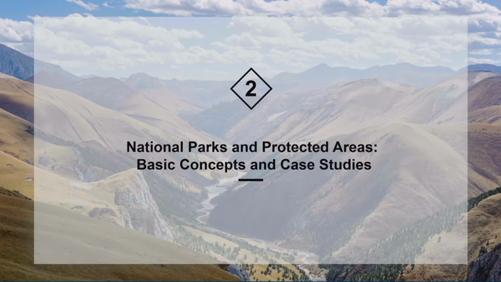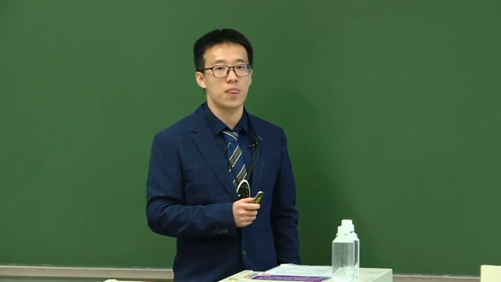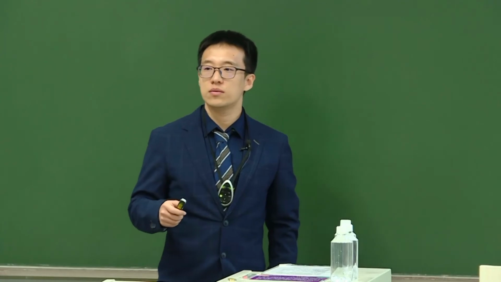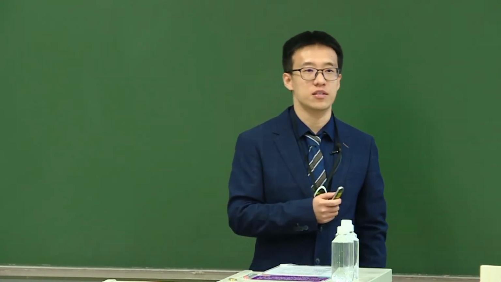Okay, let's start from some basic concepts and case studies. If we look at the history of the relationship between human and nature, we can divide it into several stages. At first, human beings were hunter-gatherers, and then we entered the horticultural and agrarian stage, which is agricultural civilization. And now we are in industrial civilization. So can you guess, when did protected areas occur? In which stage? It occurred in industrial civilization.